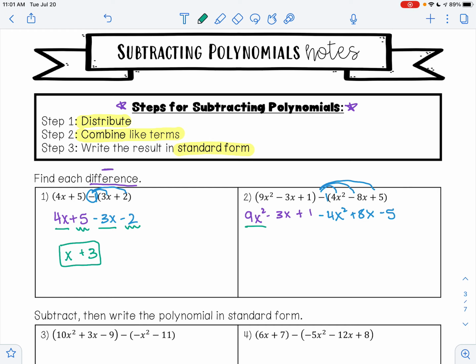9x squared has a like term with -4x squared. 9x squared minus 4x squared is 5x squared. -3x has a like term with 8x. -3x plus 8x is 5x. 1 has a like term with -5. 1 minus 5 is -4. My answer, written in standard form, is 5x squared plus 5x minus 4.